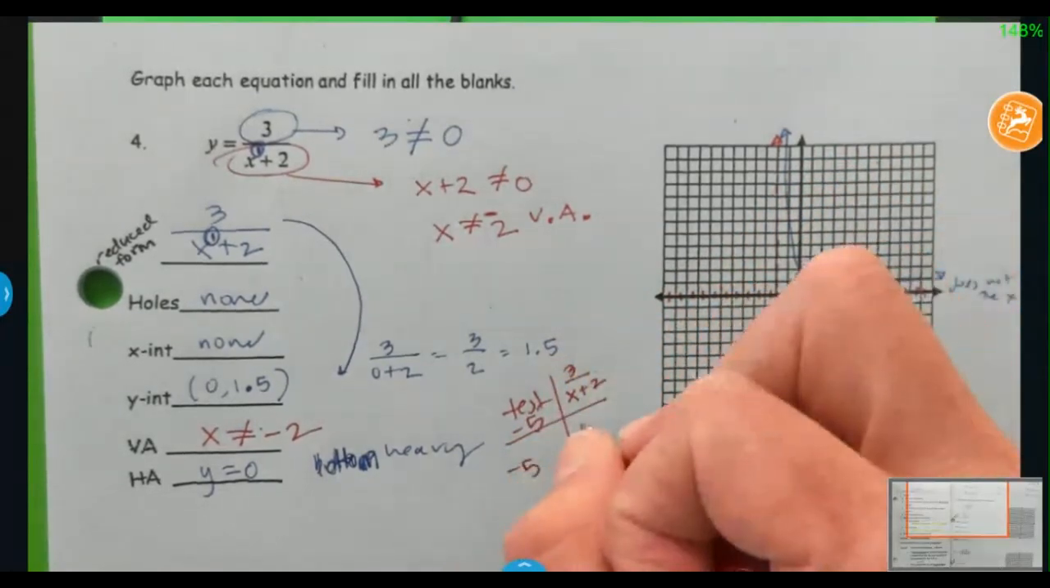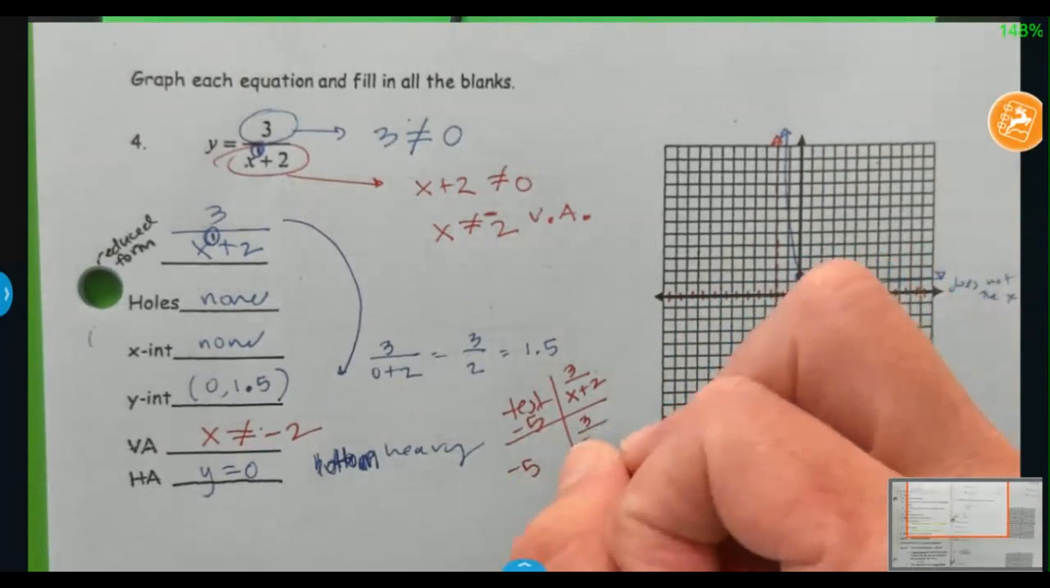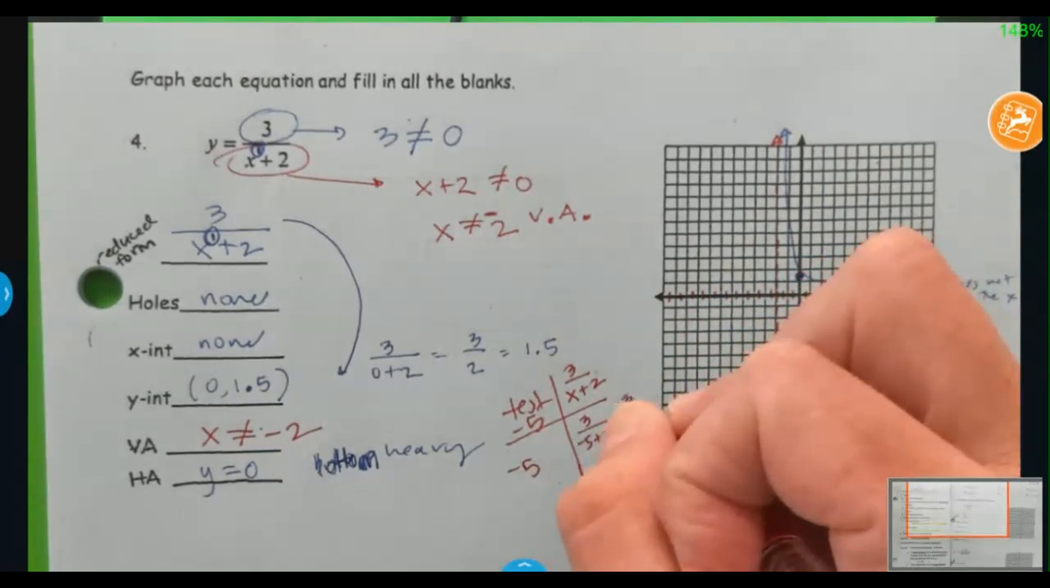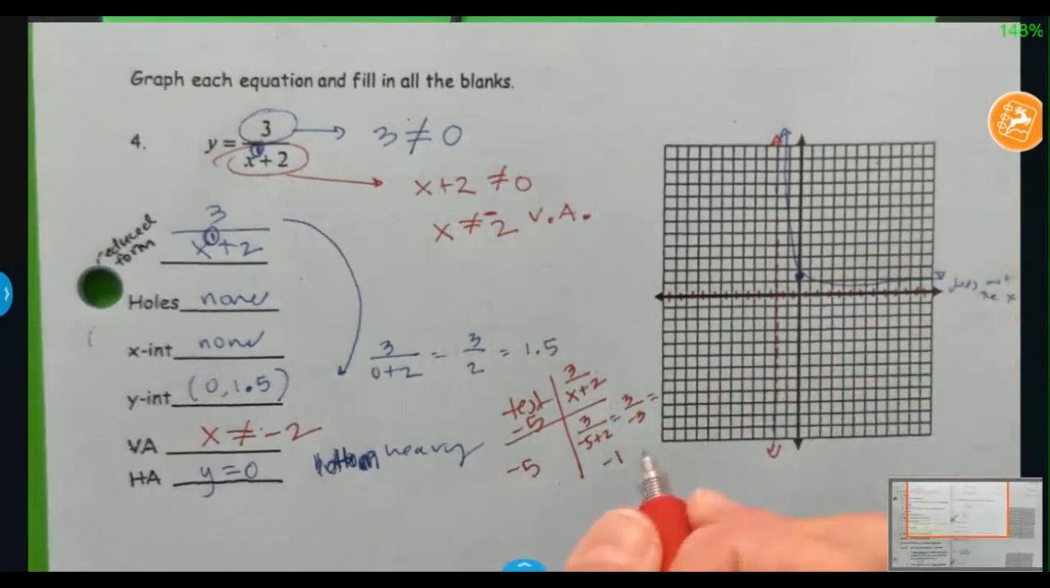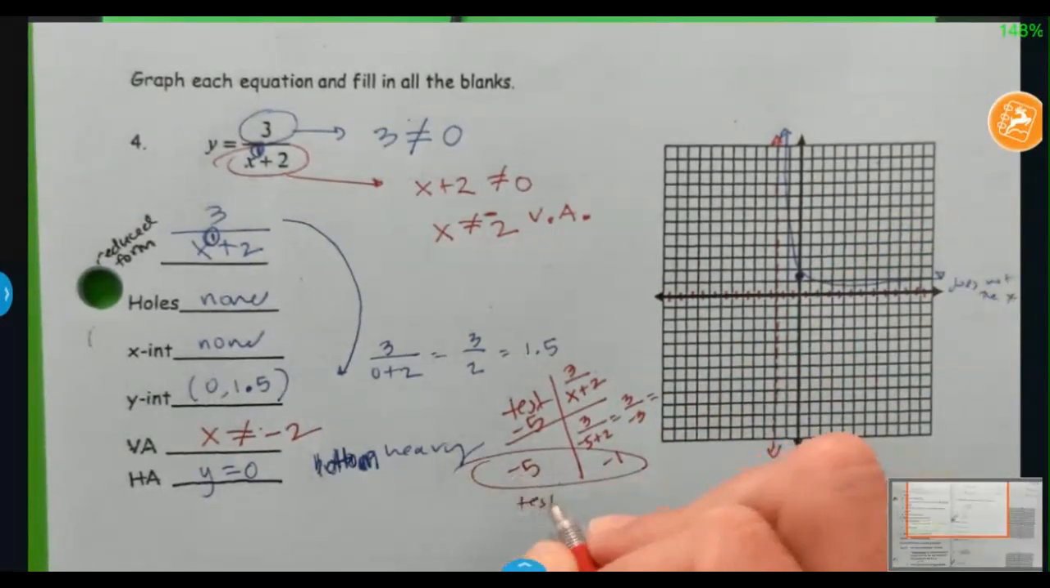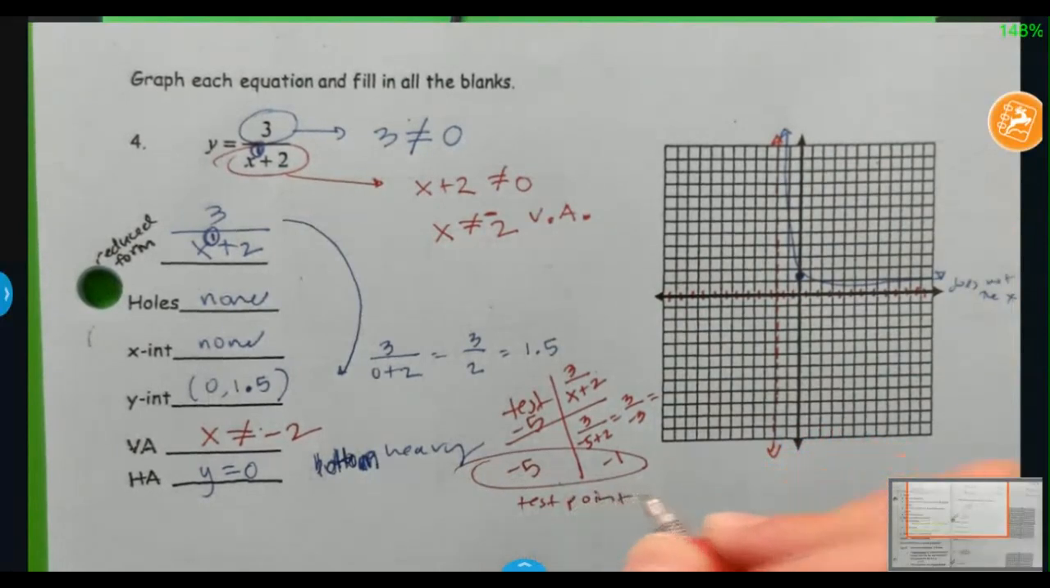So if I put in a negative 5, I'm going to get negative 5 plus 2, which is negative 3, which is negative 1. So my test point will be at negative 5, negative 1. When in doubt, test a point and see where the point is. That's the best way to do this, is to test a point. If you don't trust yourself, you can test 2 points and make sure that they fall in the same quadrant.